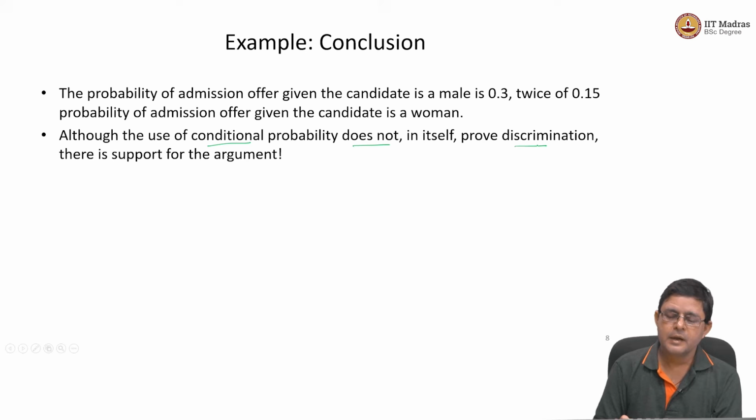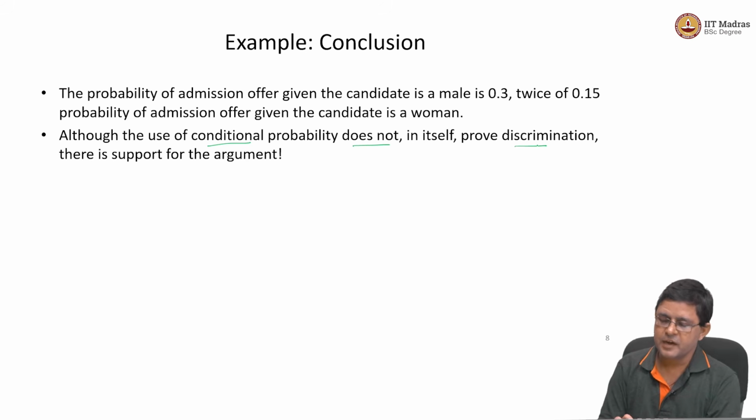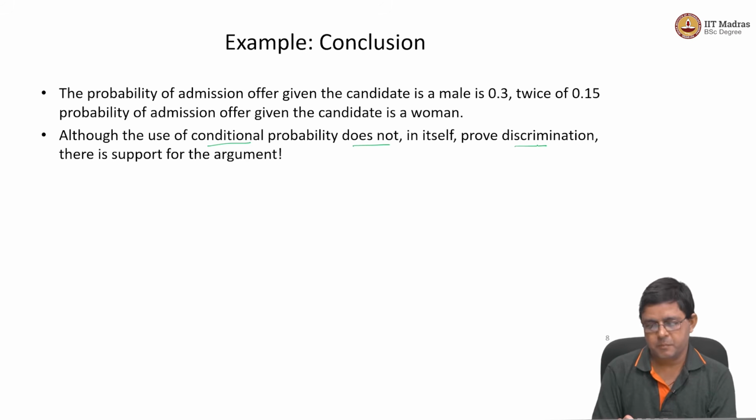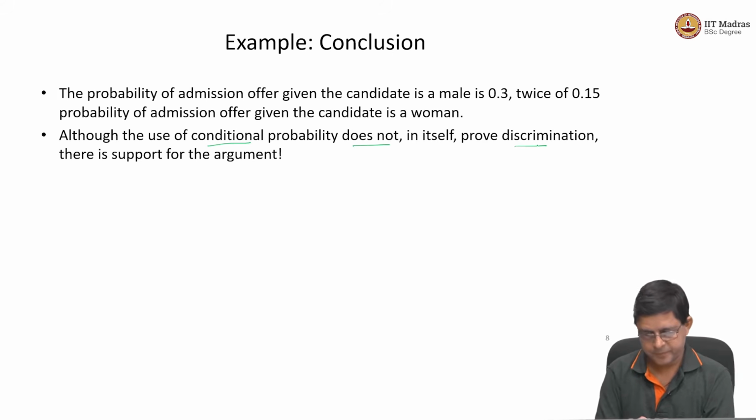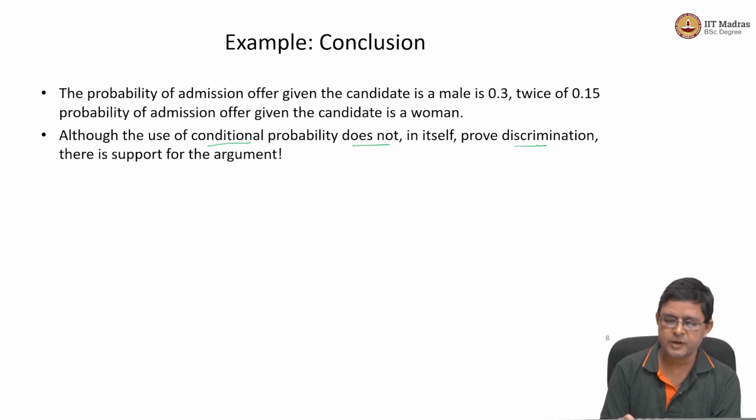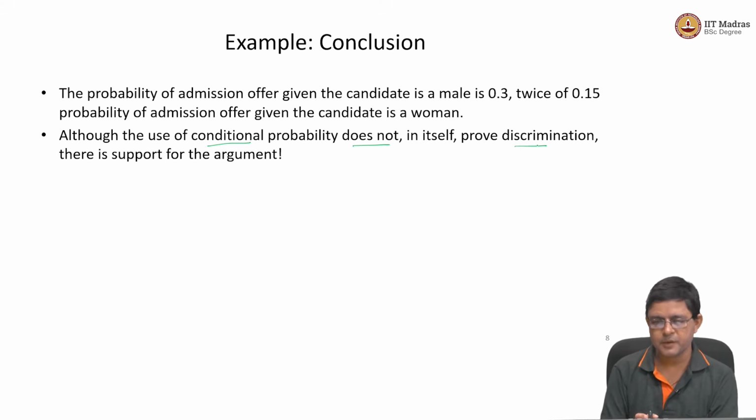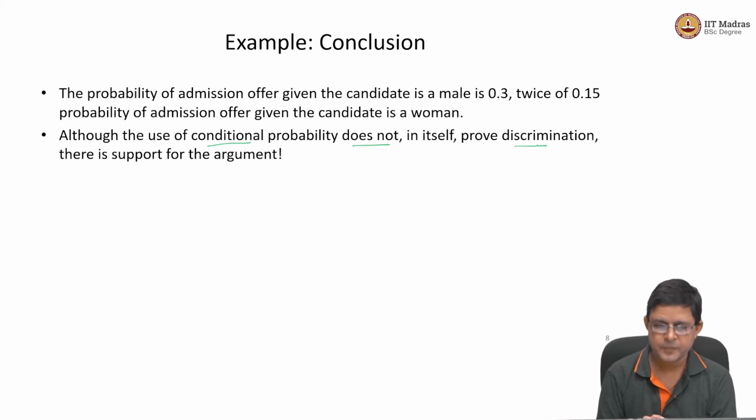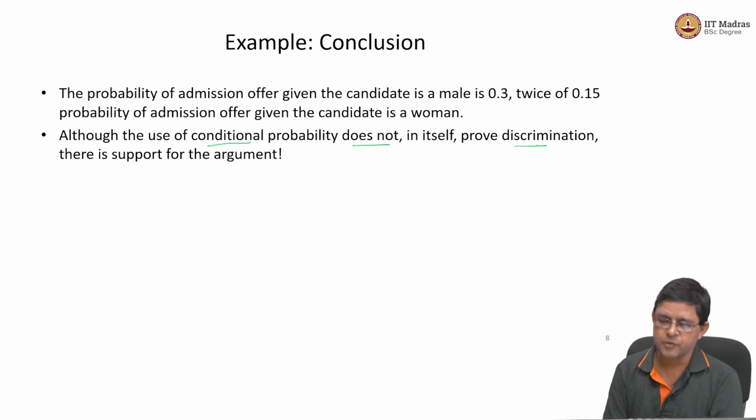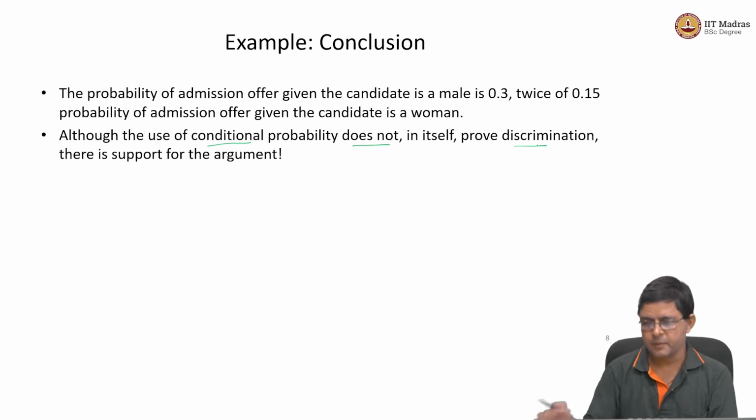Okay. As I said earlier, this was data from a sample of 1200 candidates. Maybe if we collect more data, we can be a little more sure, right. Therefore, we are never going to argue that we have proved discrimination, but there is some support to the argument and we are going to leave it at that. Okay. So, this is how you use conditional probability.